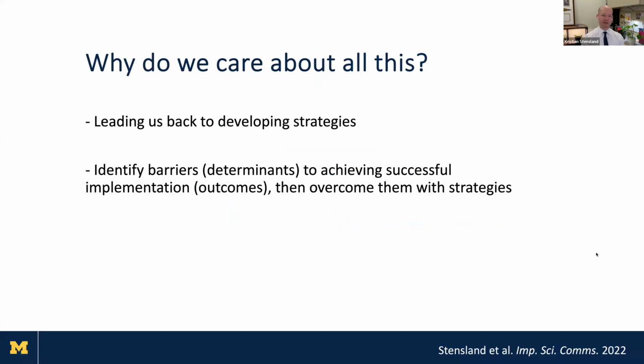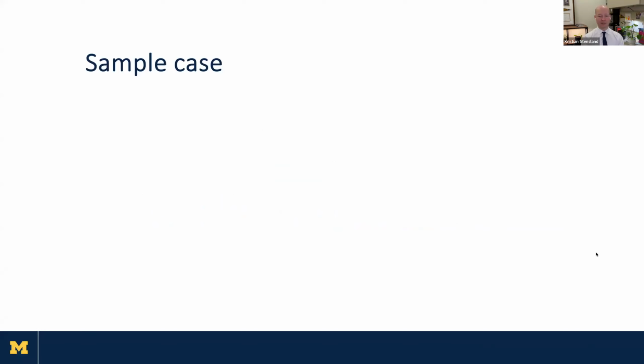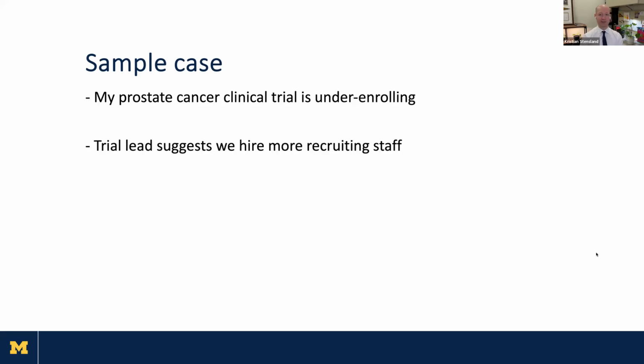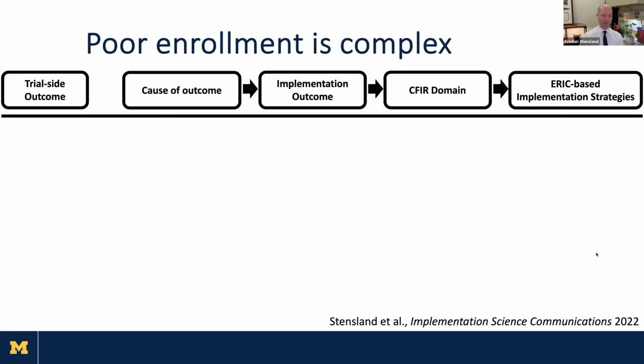So the idea of identifying barriers is really so that we can achieve successful implementation of trials and overcome those barriers with strategies that we're tailoring to our use cases. So for a sample case, let's say I have a prostate cancer clinical trial that's under enrolling. Historically, we may just say, let's hire more recruiting staff to try to improve our recruiting, but is that the right call? And when we go back to our conceptual model for trials here, we just talked about the trial side outcome, linking it back to the causes, our implementation outcomes, our determinants via the CFIR, and then we're going to tack it back to an implementation strategy.